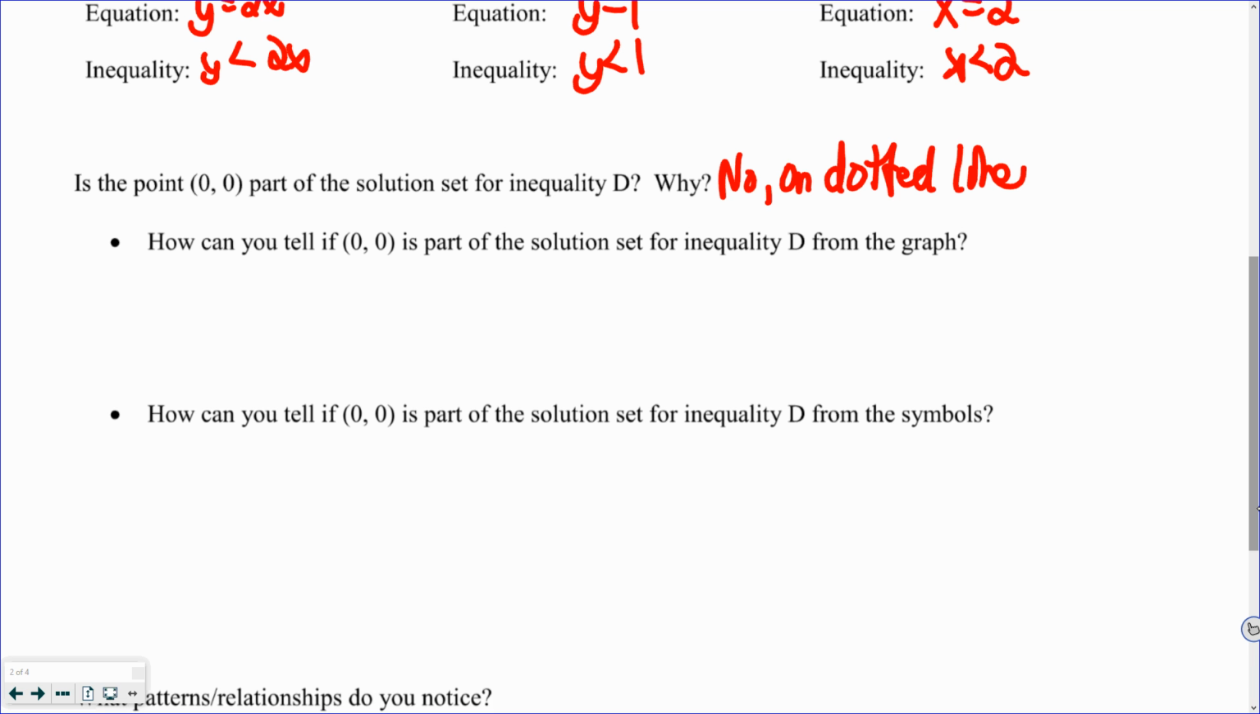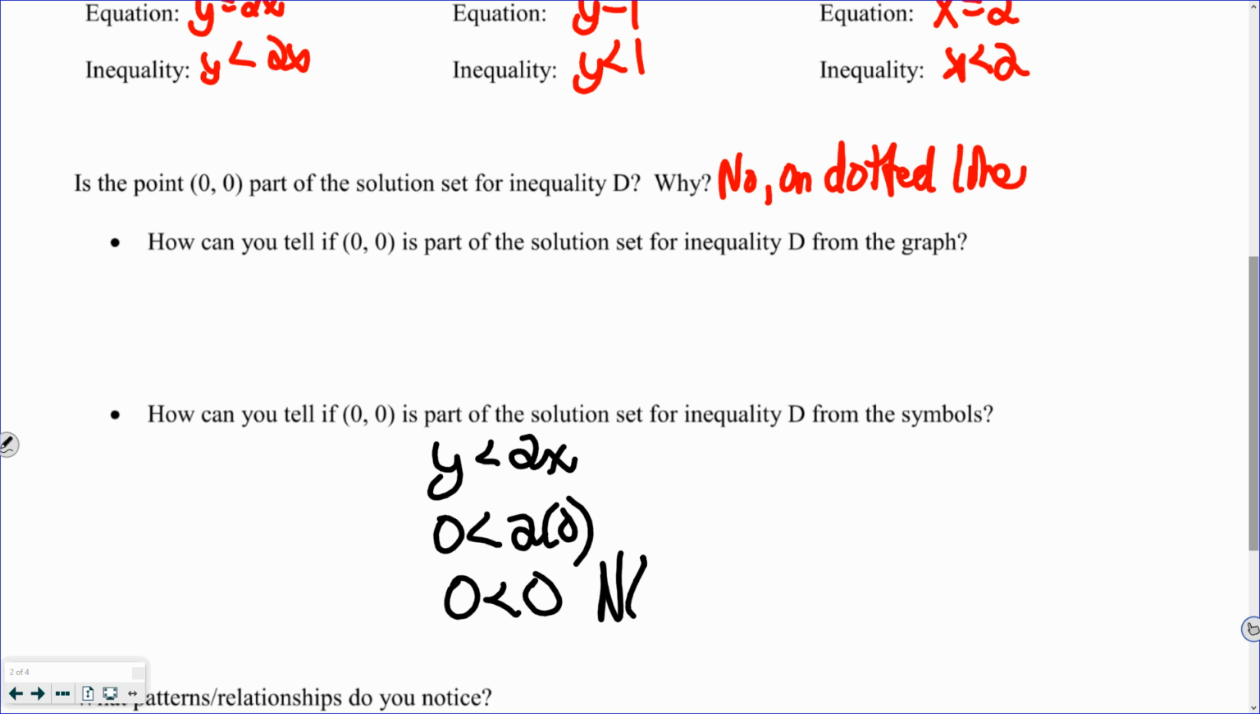So in the graph, that's a visual. You see it's on the dotted line? No. How can you tell if it's part of the solution? Well, we have the equation, right? So if I plug in the zeros, is 0 less than 0? No. It's equal to, but there's no equal to. 0 is not less than itself. So that is incorrect, which is why you know (0, 0) does not work.